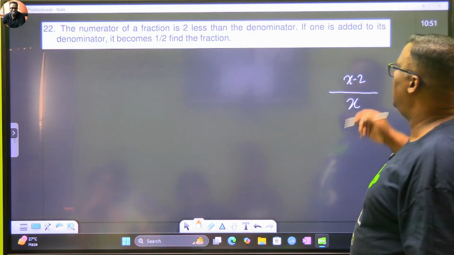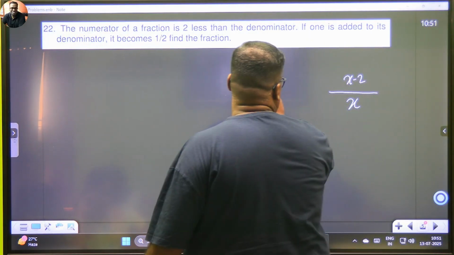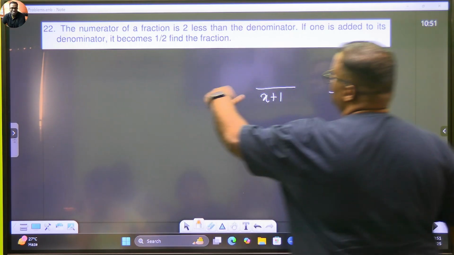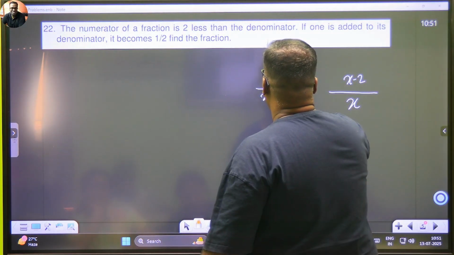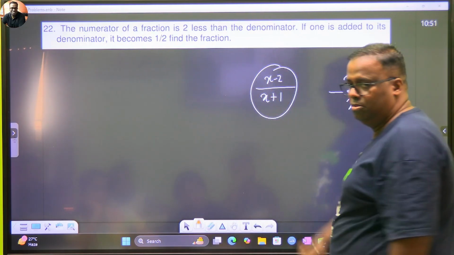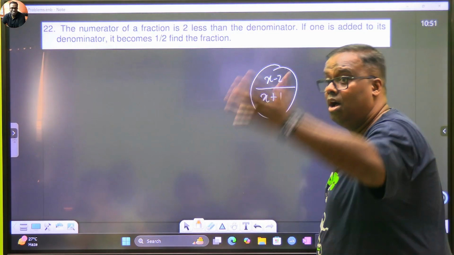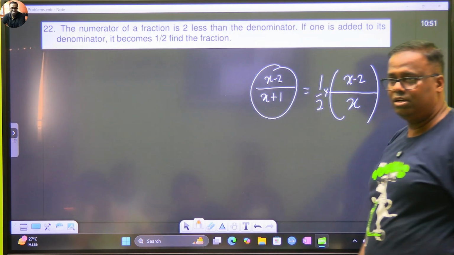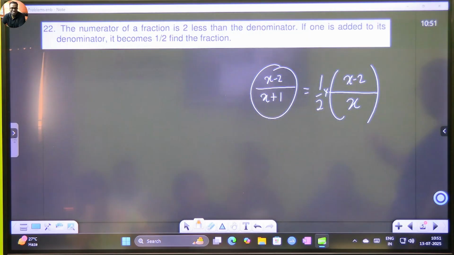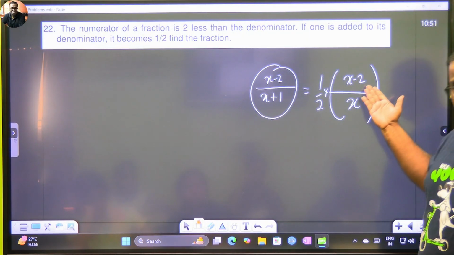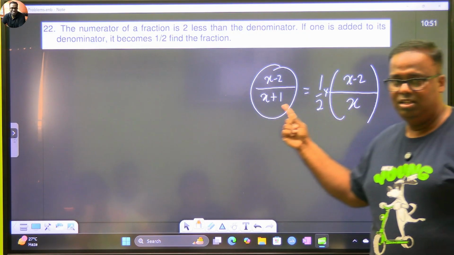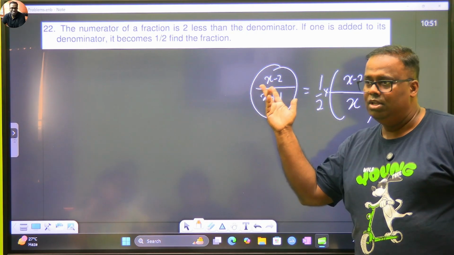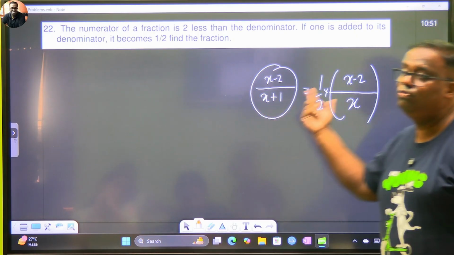If 1 is added to the denominator, this is a new case. If we add 1 to the denominator, it becomes half the fraction. Means if you just add 1 to the denominator, this is half of this fraction. This is what they are trying to say. Have you understood the logic? First we create a fraction, then we do some adjustment in that fraction. Obviously both won't be equal because you have changed it. So this fraction is now half of the original fraction.